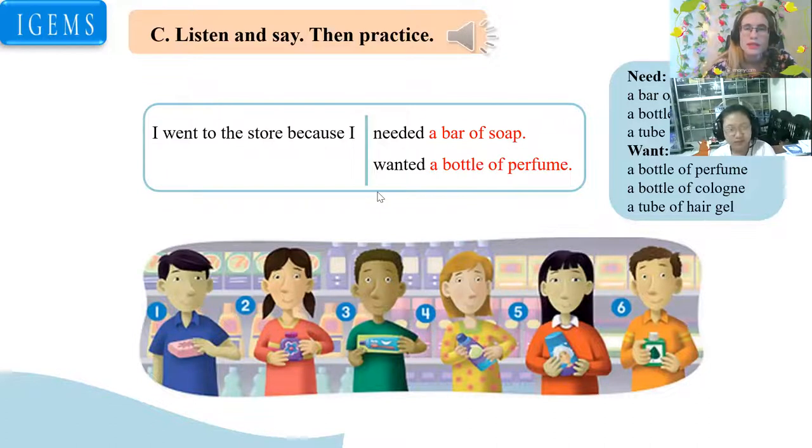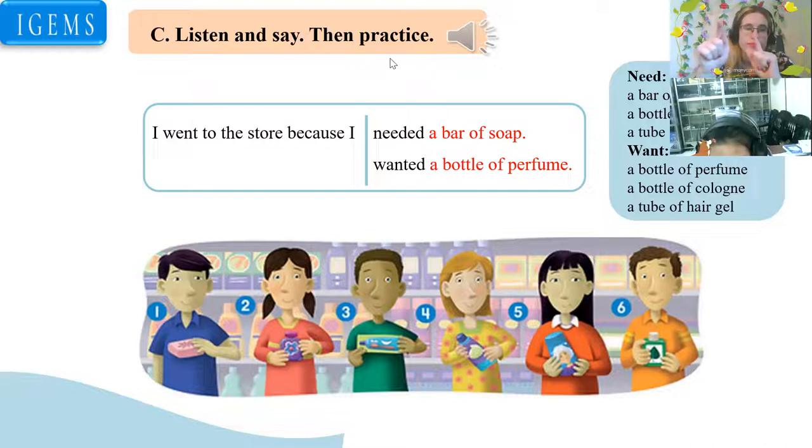All right, listen and say, then practice. Page 33, C. Listen and say. Then practice. I went to the store because I needed a bar of soap. I went to the store because I wanted a bottle of perfume.